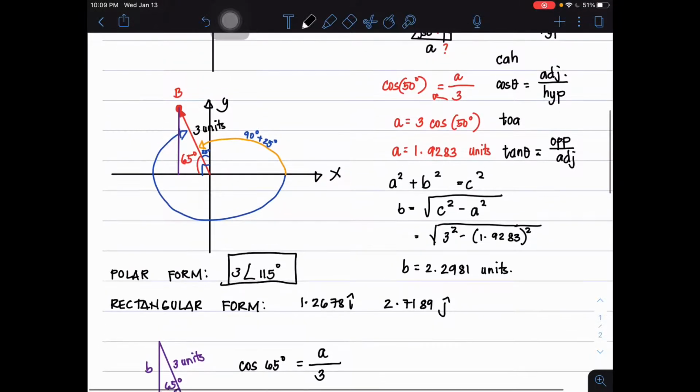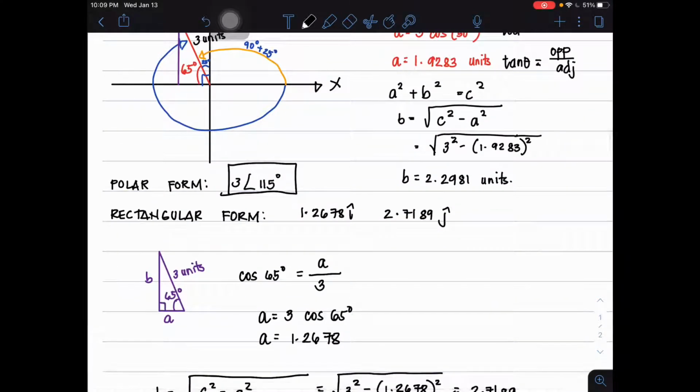Why? Because if you take a look at our vector, it's in the second quadrant. In that second quadrant, if you take a look at this triangle, our side A is going to the west direction. If it's going to the west direction, therefore it's negative. And since our side B is going north, it has a positive direction. So you need to be aware of that.